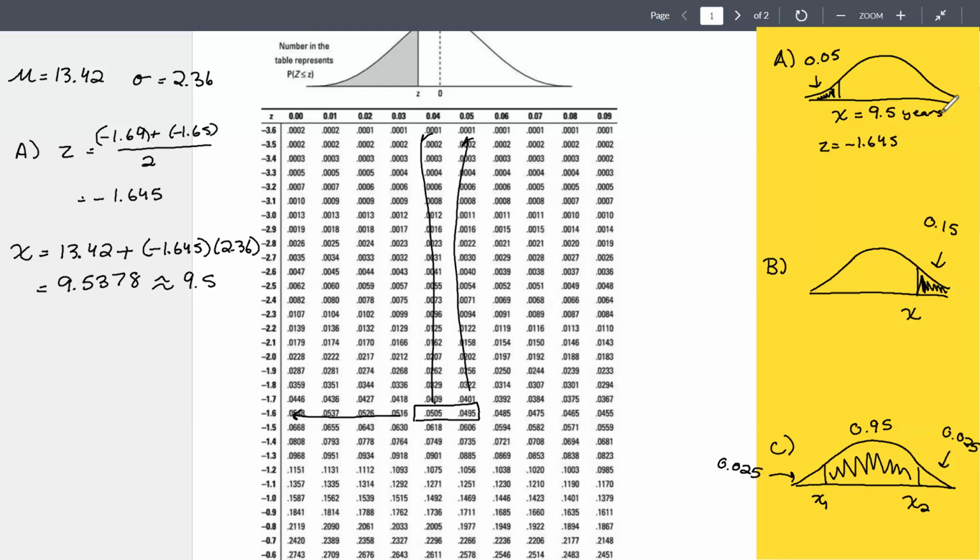So 5% of dogs are... the probability that a dog only lives for 9.5 years would be that 5%. Kind of going back to what these probabilities are actually meaning.